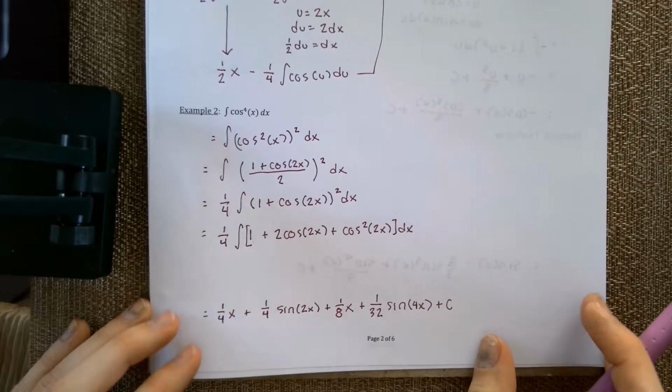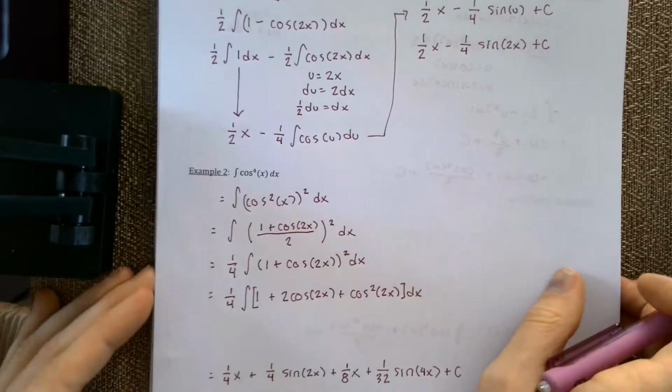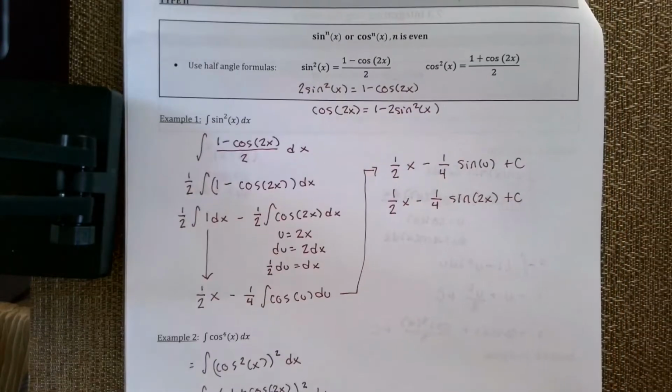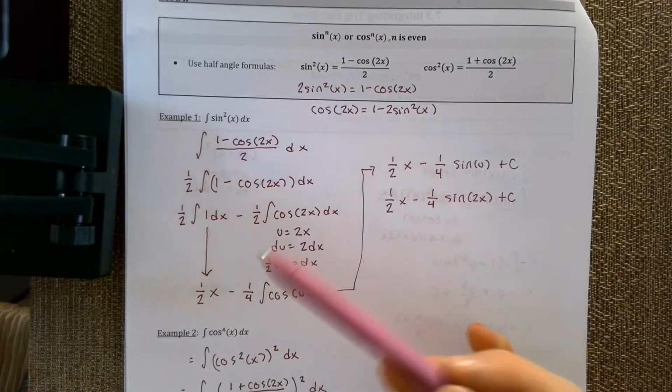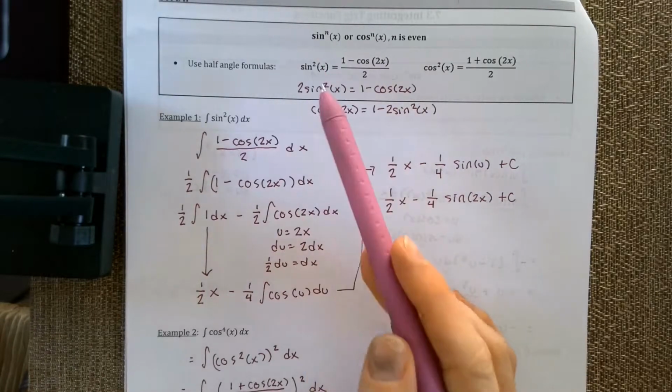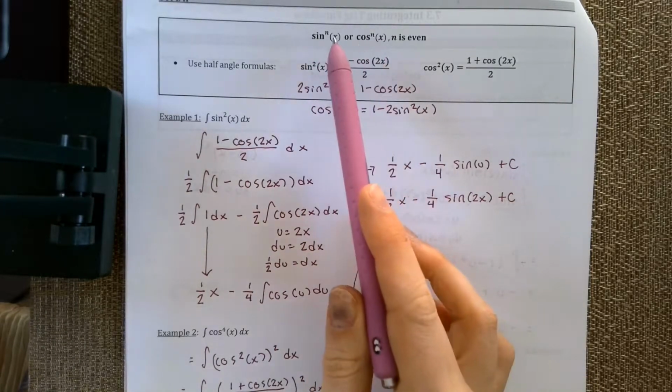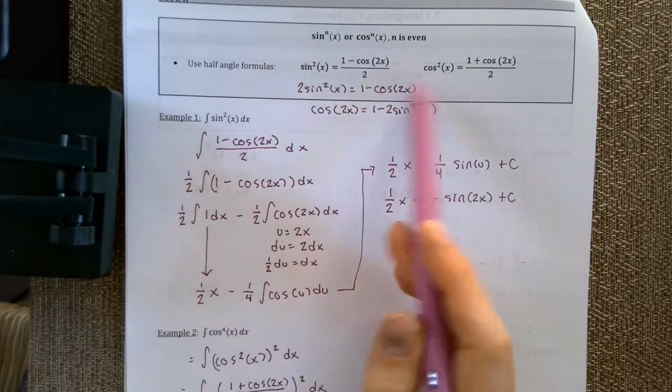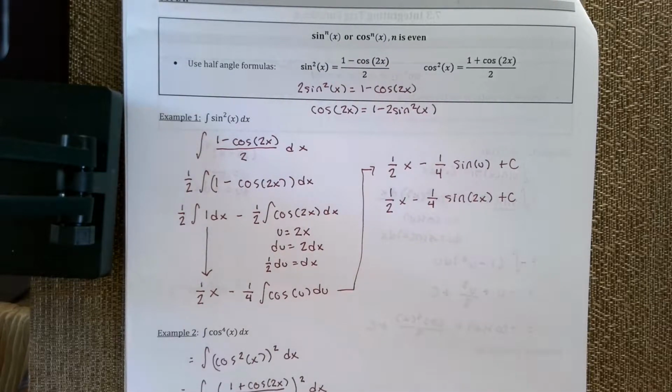Okay, but that's type 2. So again, type 1, sine or cosine has an odd power, and we try to do a u sub by taking one of the sine or cosines off. Type 2 was we had sine or cosine, but this is even, and we used a half angle formula. Okay, so those are the two types we've done so far.